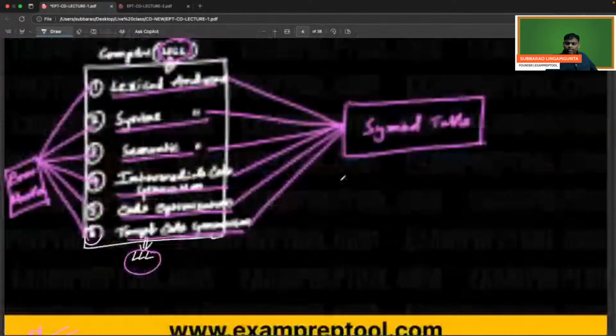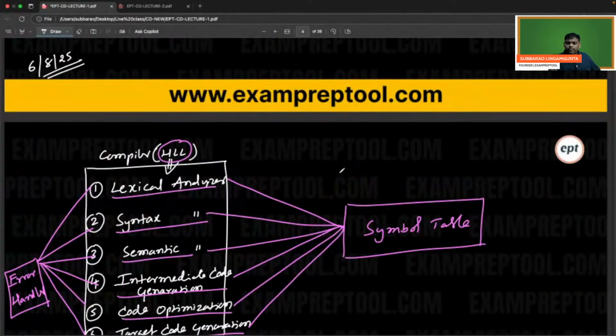So today's class is introduction to compiler. I just want to give some introduction. A little bit of doubts are there, but tomorrow you will get more clarity.